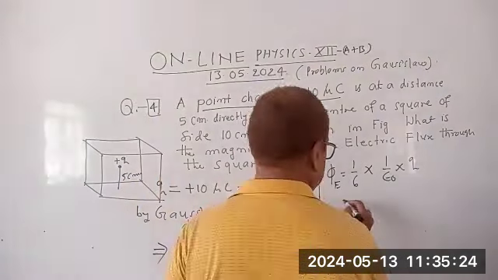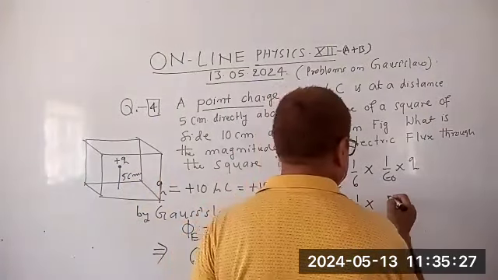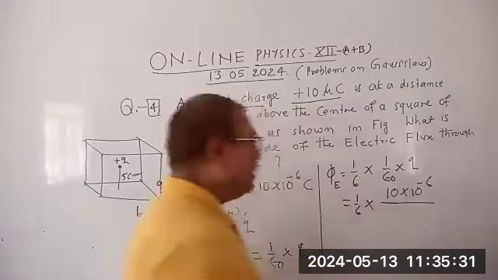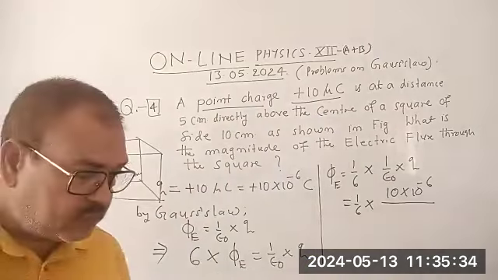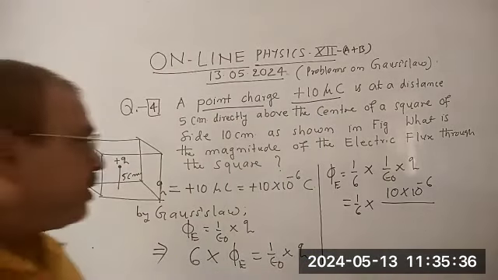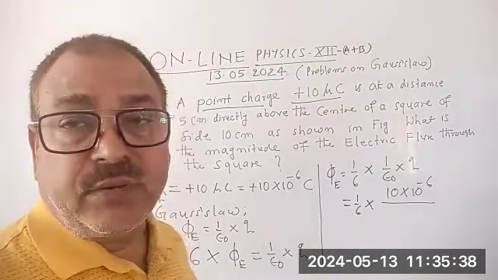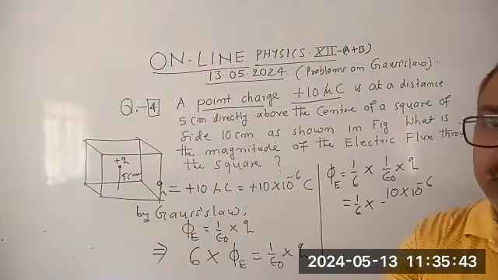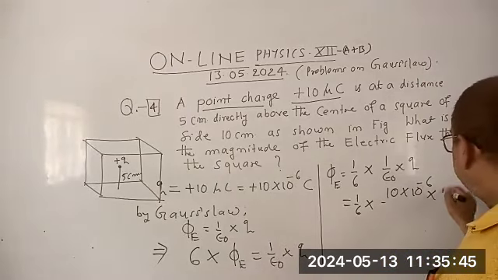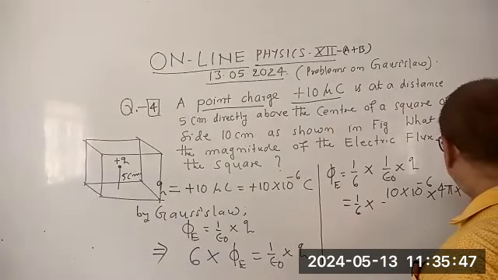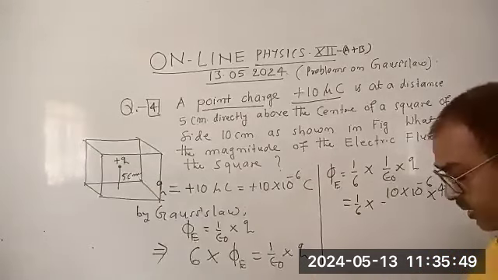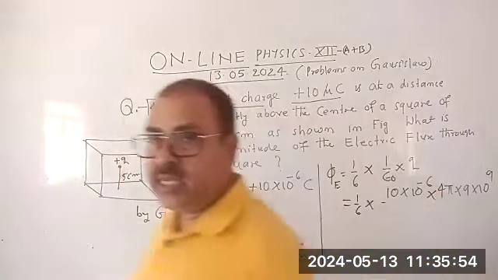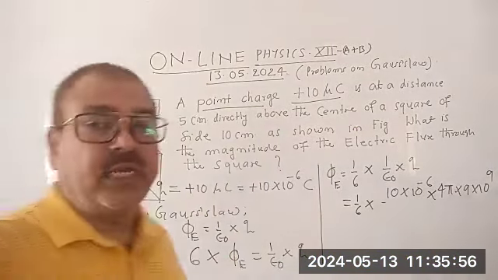1 by 6. Charge we are taking 10 to the power minus 5. And 1 by permittivity we have already discussed here. You can easily write the value of 1 upon permittivity as 4 pi into 9 into 10 to the power 9. So, see here how to solve this question.